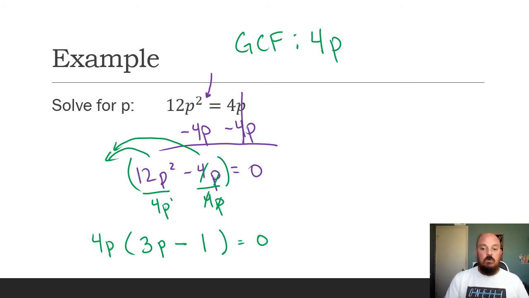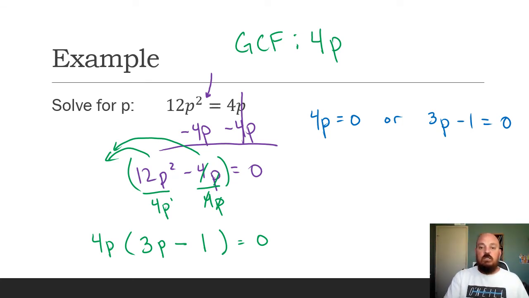All right, so now I'm ready to separate and solve. Now I'm kind of out of space, so I'm going to move up here to the side. So I either have the first part, 4p equals 0, or the part in parentheses, 3p minus 1 equals 0. Because again, I have the zero product property. I made it equal to 0 first. I turned it into a product, something times something, and as long as two things multiply together and the answer is 0, one of them has to be a 0.